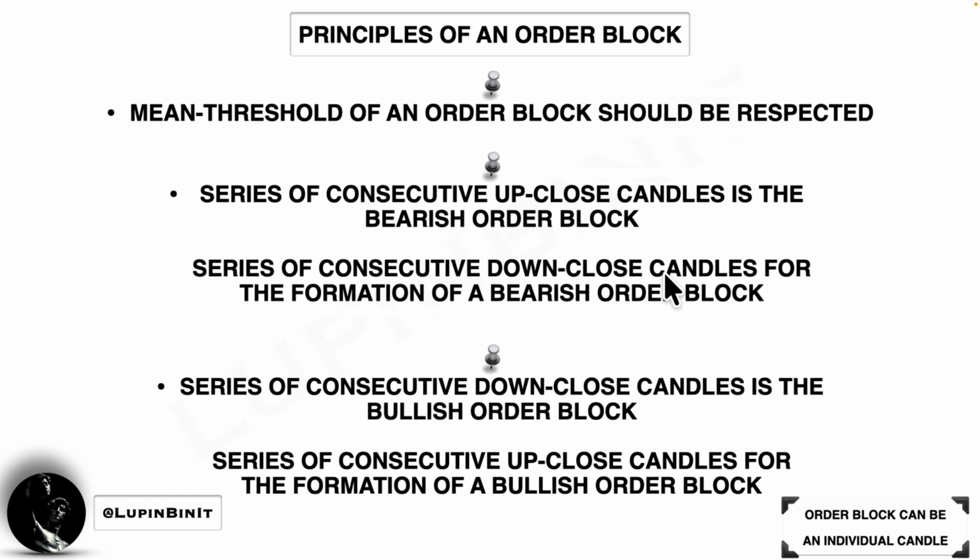A series of consecutive up close candles is the bearish order block. A series of consecutive down close candles for the formation of a bearish order block. And then a series of consecutive down close candles is the bullish order block. A series of consecutive up close candles for the formation of a bullish order block.